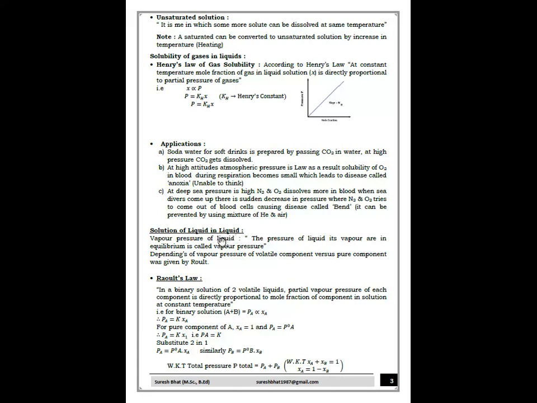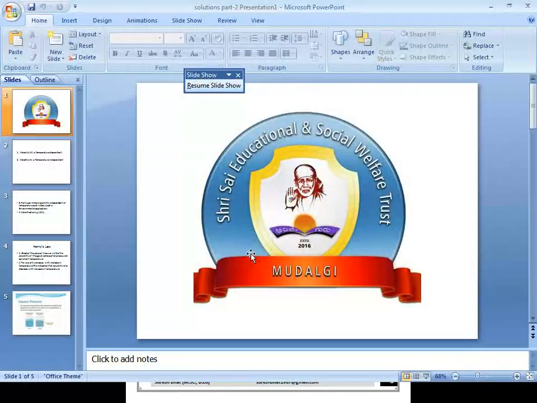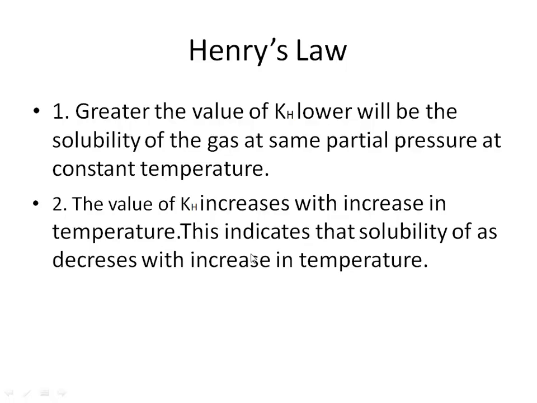Now before I start the solubility of liquid in liquid, there is one term called vapor pressure of liquid, right? So we need to understand the term called vapor pressure of liquid. Now, what do you mean by vapor pressure of liquid? It is the pressure of liquid in its vapor, which is in equilibrium with its vapor pressure. The liquid and its vapor are in equilibrium.